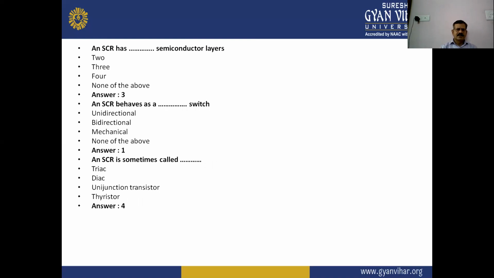Next question: an SCR behaves as a what switch? Option first, unidirectional; option second, bidirectional; option third, mechanical; option fourth, none of the above. The SCR behaves as a unidirectional switch, because the flow of current in an SCR is unidirectional. So the silicon controlled rectifier or thyristor behaves as a unidirectional switching device.